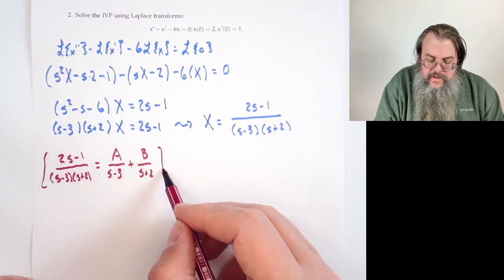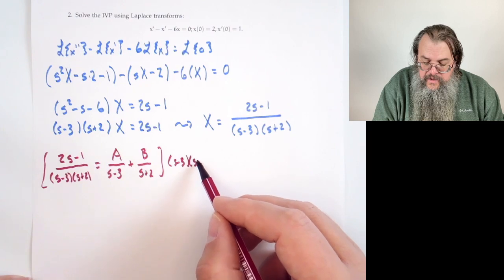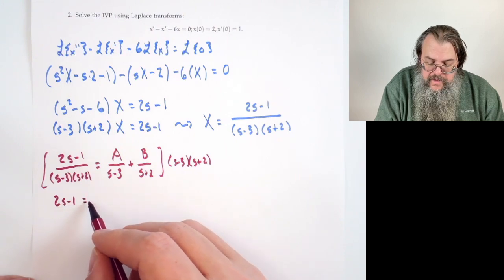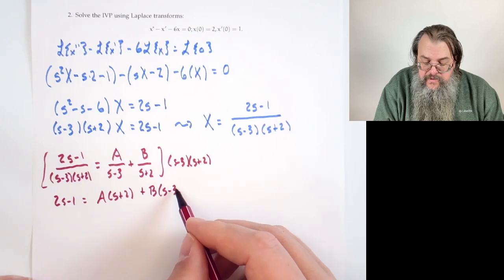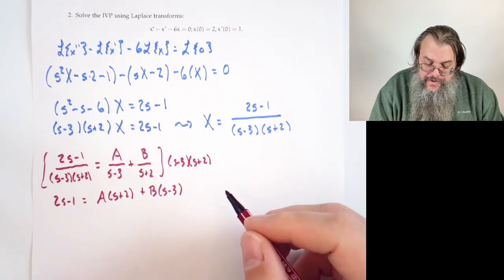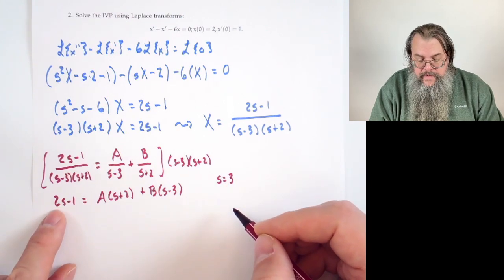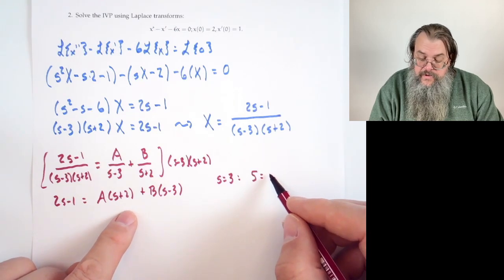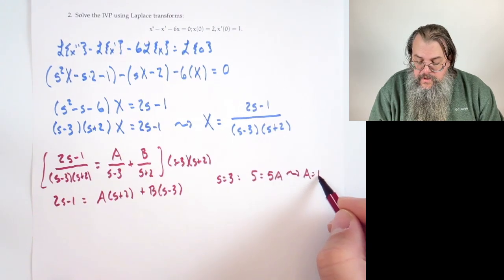Again, clear the denominators, so you multiply by the original. And when we do that, we get 2s minus 1 is equal to a times (s plus 2) plus b times (s minus 3). Now, make good choices. One good choice is we can choose s equals 3. If we do that, we'll have 6 minus 1, which is 5, equals a times (3 plus 2), which is 5, so 5a, and 0b. So a equals 1.